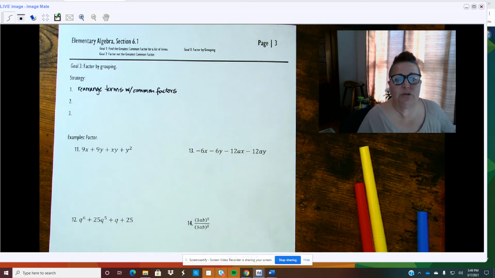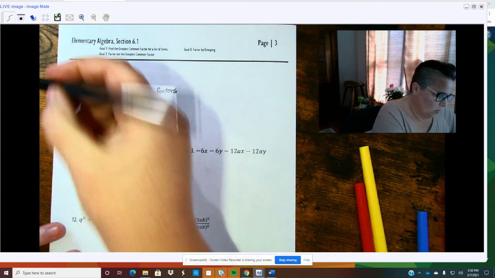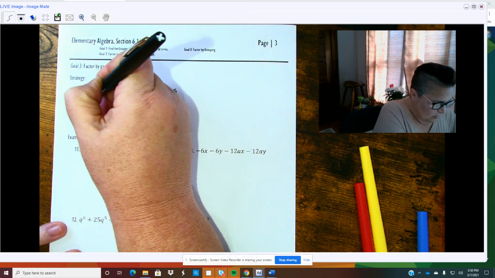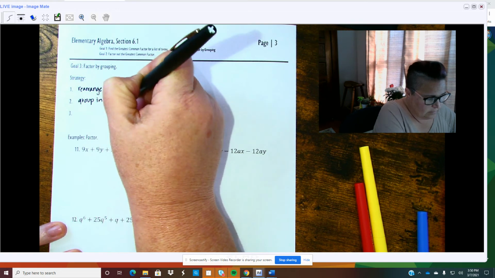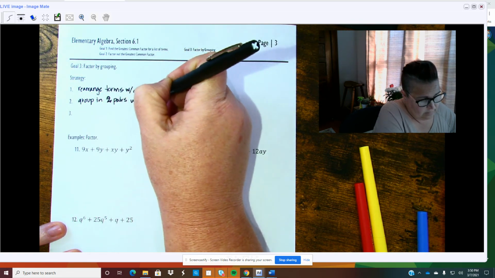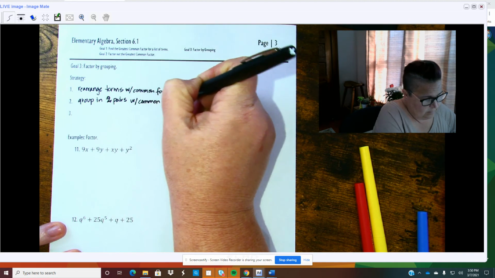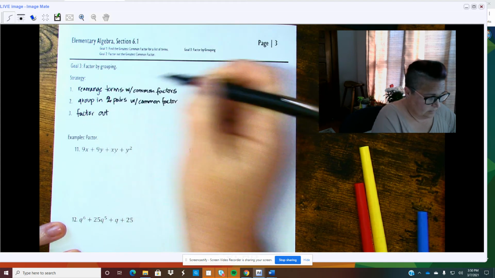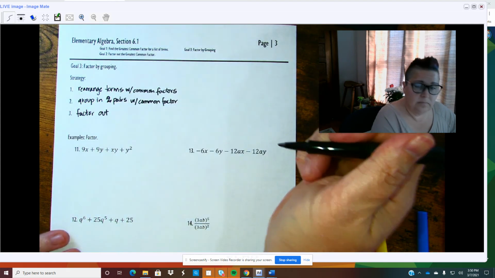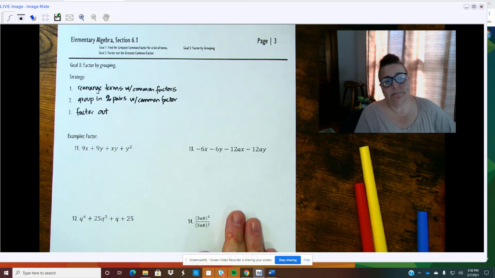So our strategy here is to look at the terms that are listed in the problem and then to decide whether or not we need to regroup them. We need to rearrange them. Sometimes we will, sometimes we won't. Okay. We're going to group them in pairs. And then we want to factor those out. Okay. So what does that look like?